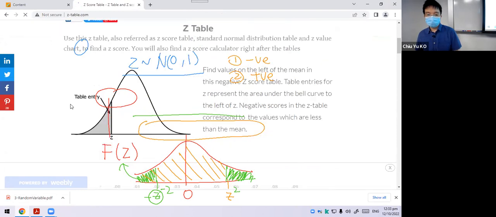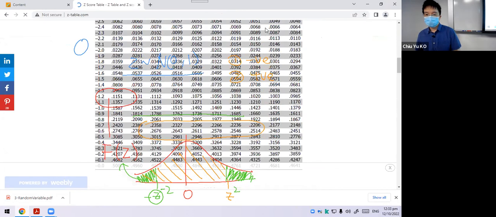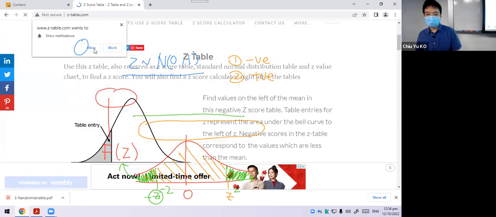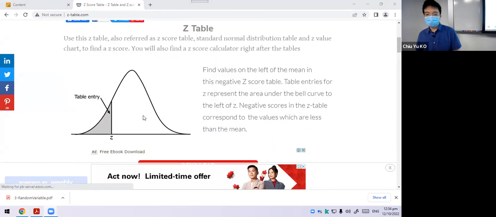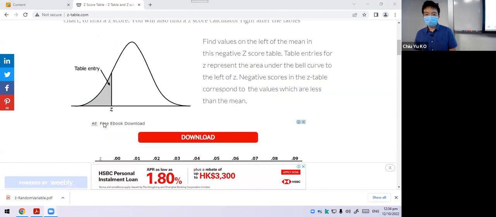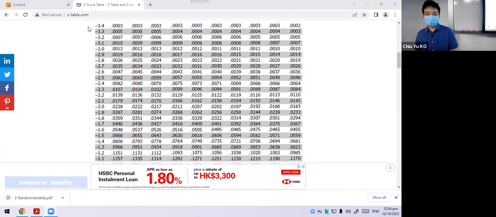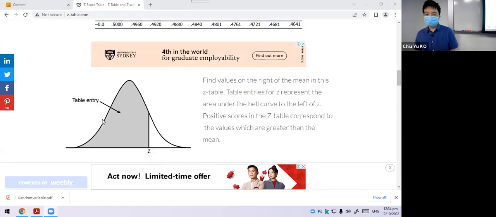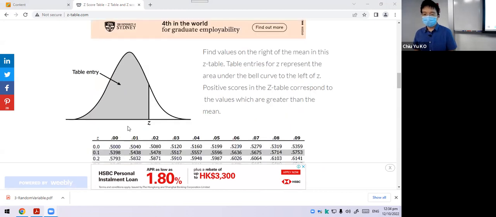Okay, in this one, actually maybe it's a good one, a good table. Let me clean out the drawing. Here, this one gives me the negative value, so it goes from 0 to negative 3.4 to 0, and this one gives me the positive value. And they're the same.